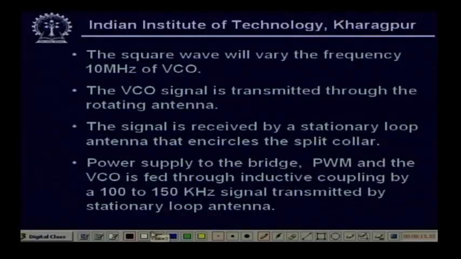If at the receiving end you have two different band pass filters of appropriate bandwidth, we can easily separate these two signals. Or if at the receiving end you have a low pass filter, obviously the excitation signal will go out, and we will receive only the signal which is coming out of the bridge, which is very high frequency, around 10 megahertz.